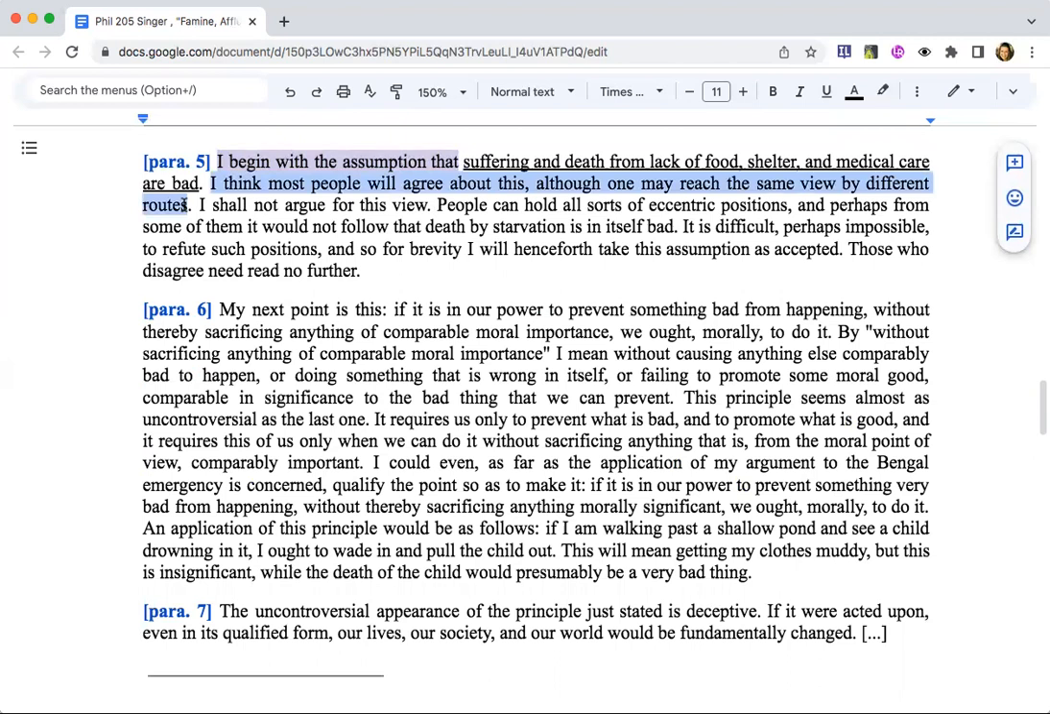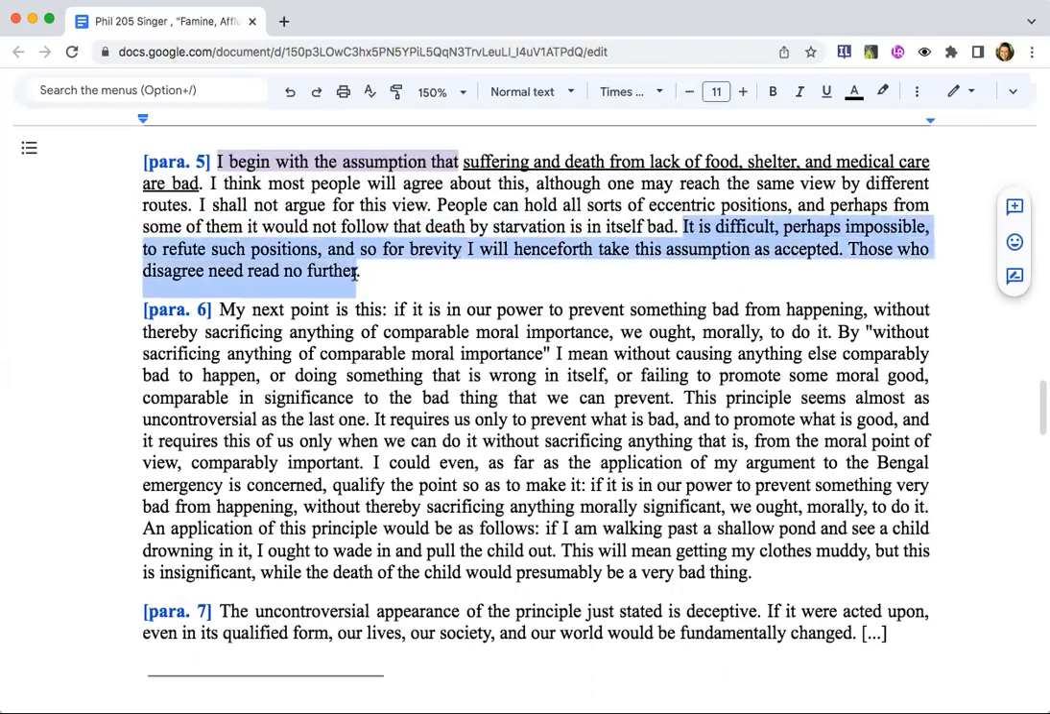Sometimes students will say something like nothing is truly good or bad, and so not even suffering and death can be truly bad. In which case, Singer's response here might apply to that. "I shall not argue for this view." People can hold all sorts of eccentric positions, perhaps like nothing is bad. And perhaps from some of them, it wouldn't follow that death by starvation is in itself bad. "It's difficult, perhaps impossible, to refute such positions. And so for brevity, I will henceforth take this assumption as accepted."